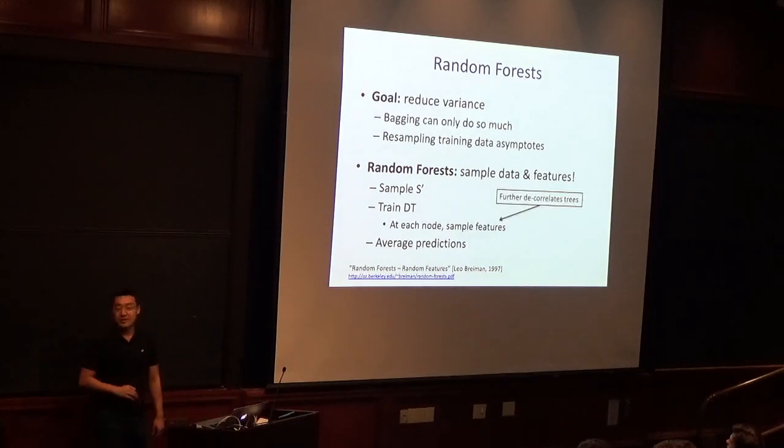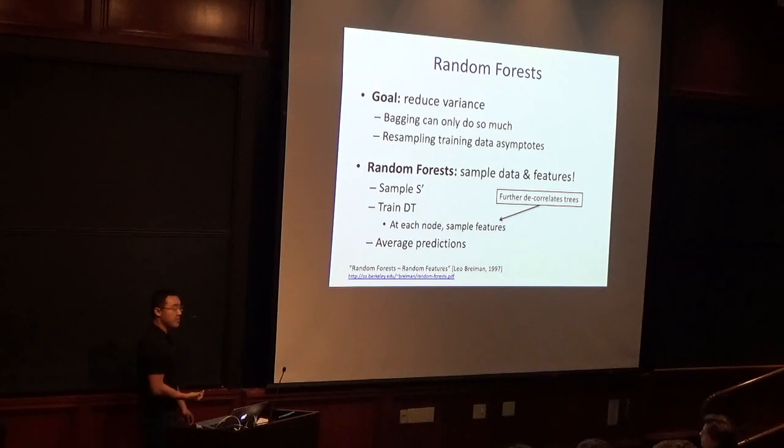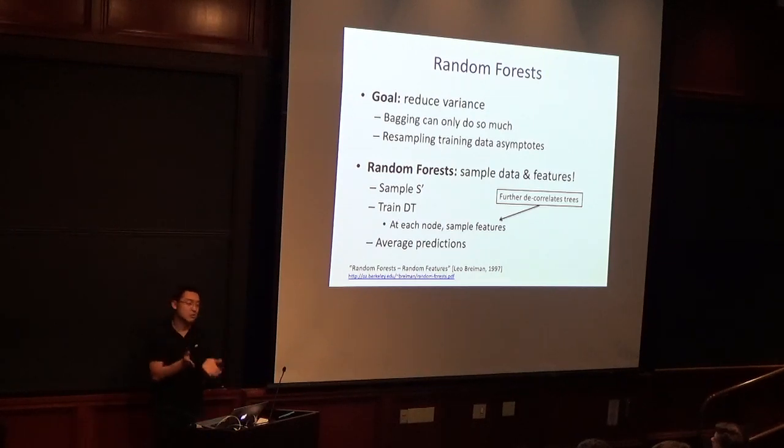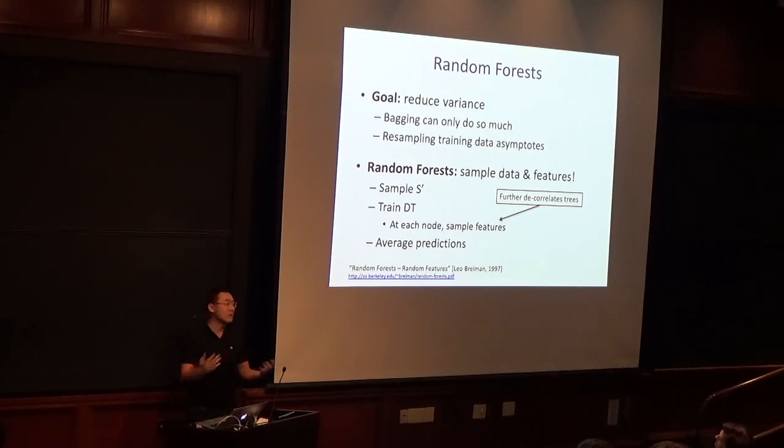The reason why this intuitively might be beneficial is that by randomly sampling features, it further decorrelates the trees, right? You can only reduce variance so much if your models are already correlated. So bootstrapping the data only gives you so much variability that you can reduce. If you also randomly sample the features, you get even more variability that you can then reduce by averaging.